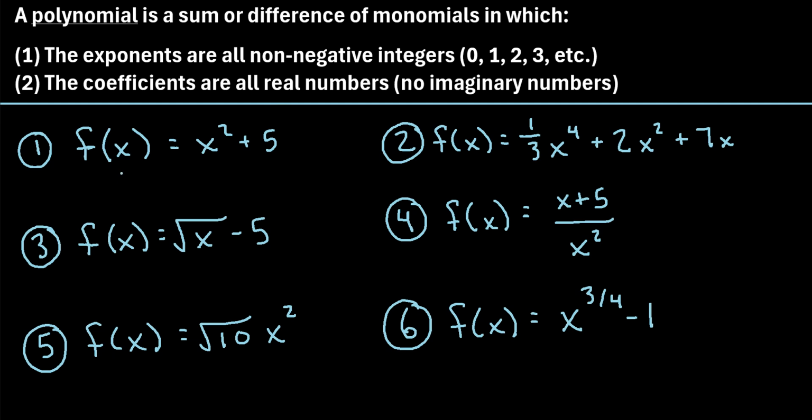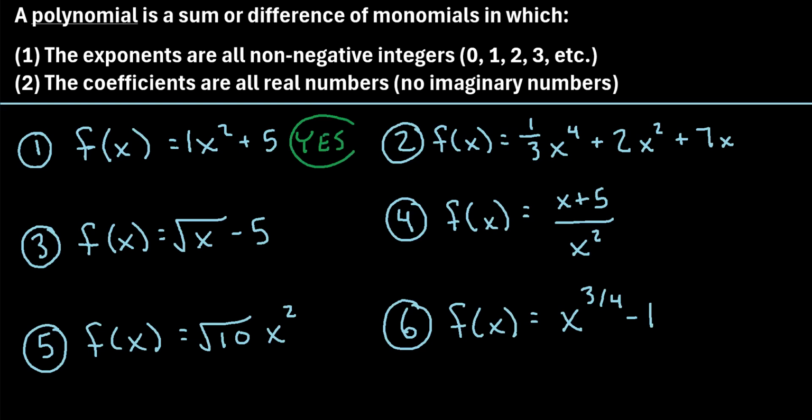Let's say we have f of x is equal to x squared plus 5. Is this function a polynomial? Well, let's check the criteria. The first is that the exponents are all non-negative. So we can see we have an exponent here of 2. It's non-negative and it's an integer, so that's good. And we can see that all of the coefficients, so if we want to imagine that there's a coefficient of 1 right here in front of this x, that's a real number, and so is 5. So we would say that, yes, this function is a polynomial.